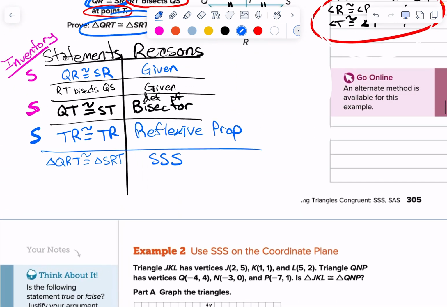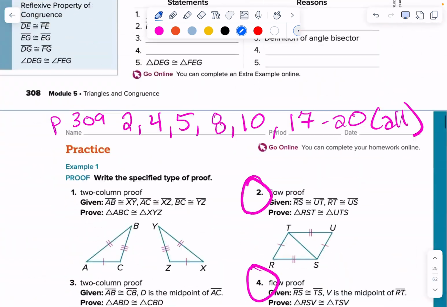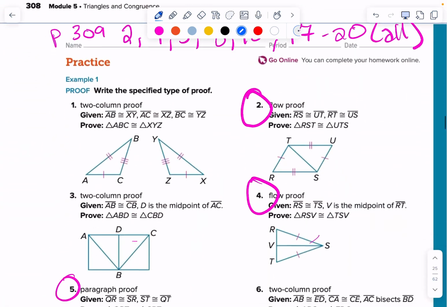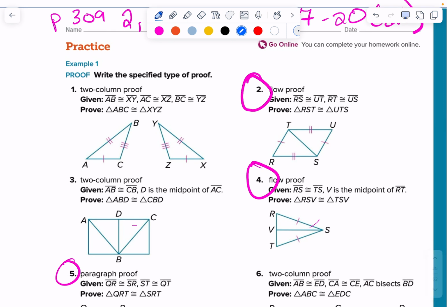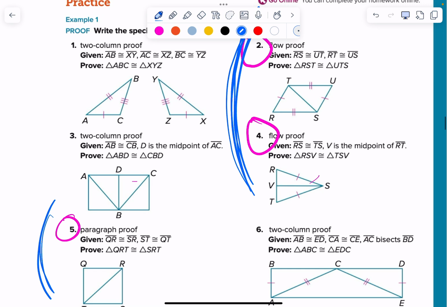We're done with notes for today because I don't want to snow you anymore. Let's have you do 2, 4, and 5. Try 2, 4, and 5.